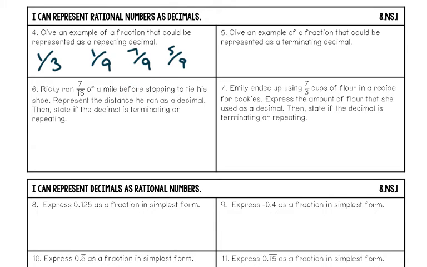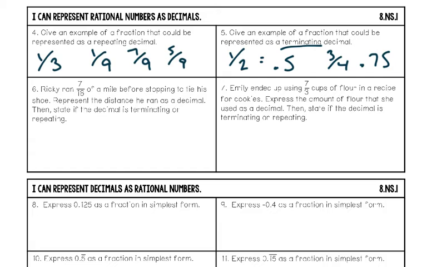Number 5 is the opposite. It says give an example of a fraction that could be represented as a terminating decimal. Terminating means ending. So it comes to an end. 1/2 is the go-to for me because that's 0.5. There's nothing after that 5 except zeros. You could have also put 3/4. That's 0.75. So anything that comes to an end. If you aren't sure, type it in the calculator, 1 divided by 2. And if it ends, then it is a terminating decimal.